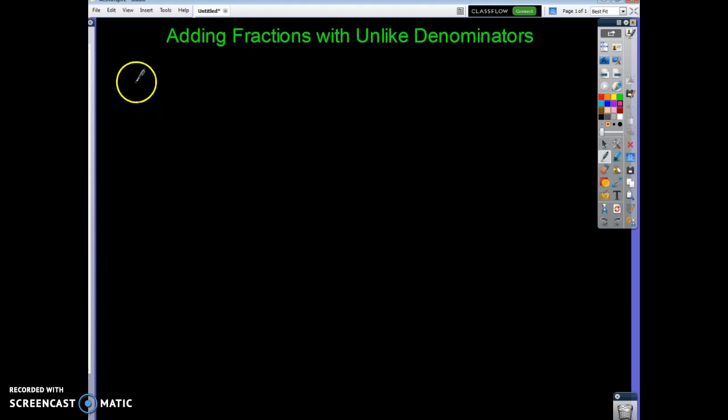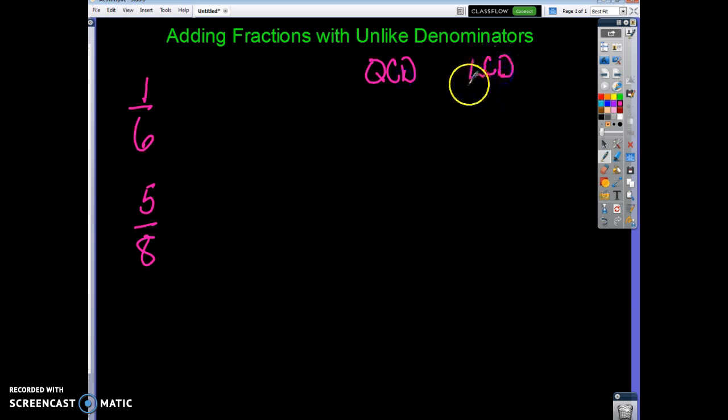We are going to work on adding fractions with unlike denominators. We started this yesterday by looking at two fractions, 1/6 and 5/8, and we were able to find a common denominator. We found that common denominator in two ways, using the QCD method, the quick common denominator, or the LCD method, the least common denominator. If I'm going to do the QCD, I am going to do 6 times 8, which would equal 48. But for today's purposes, I want to focus our attention on using the least common denominator.